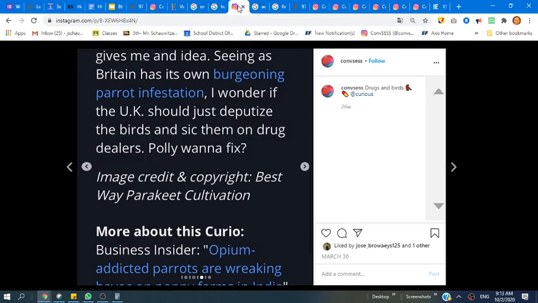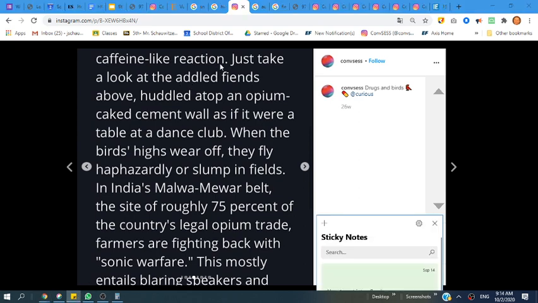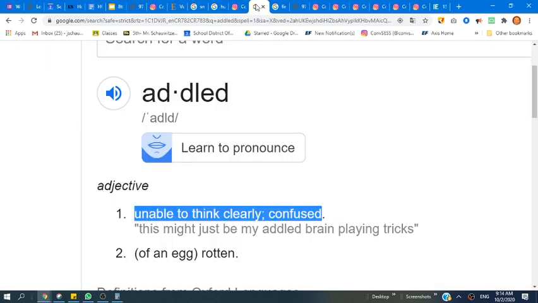Okay, so if we look back at the text that we were looking at before, you see this word addled right here on the screen, right? It says, just take a look at the addled fiends above, huddled atop an opium-caked cement wall as if they were at a table at a dance club. Okay, so addled, again, means unable to think clearly. So when the birds were consuming those poppy plants, they were unable to think clearly. It even said in the text that these birds were a little bit almost like affected by a caffeine-like substance.